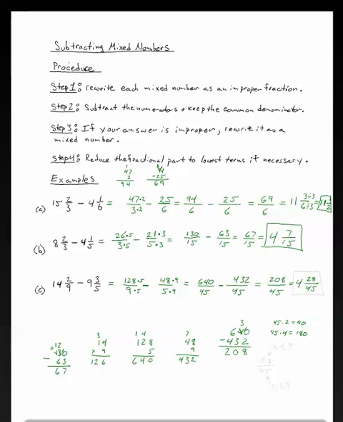Now the question is whether 28 over 45 can be reduced. Well, I know that 28 is divisible by 2, it's divisible by 4, and it's divisible by 7. 45 is divisible by 5, it's divisible by 3, and it's divisible by 9. So it's not looking like 28 and 45 share any common factors. So we're done.